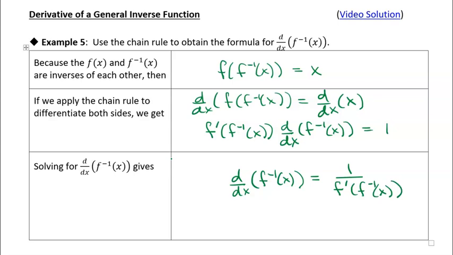So if we know the value of the inverse, and then we know the derivative of f of x, then we can find the derivative of the inverse without actually having to find the inverse and then take the derivative of it. Okay, so I'll meet you in the next example for an application of this.